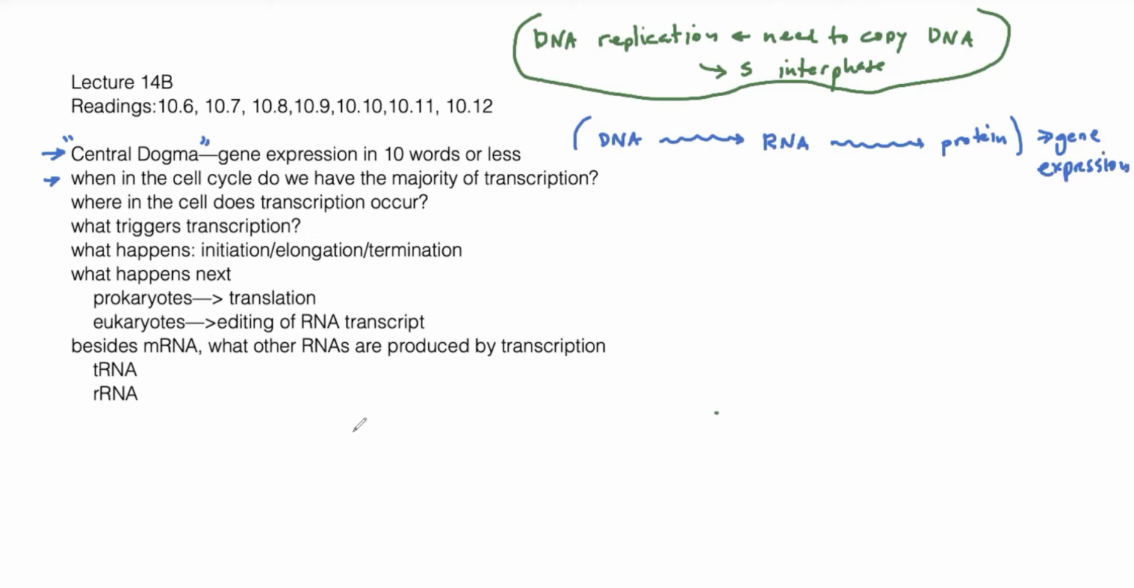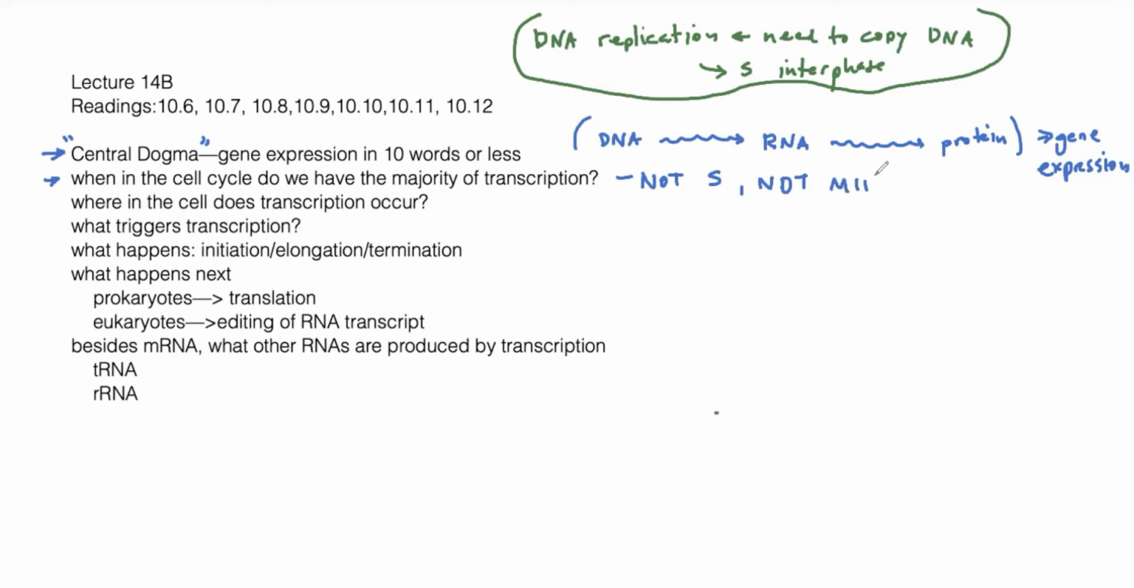At what time during the cell cycle do we have the majority of gene expression? Well, it's not during the S portion of interphase, because we know that during the S portion of interphase, the entire genome is busy being copied.